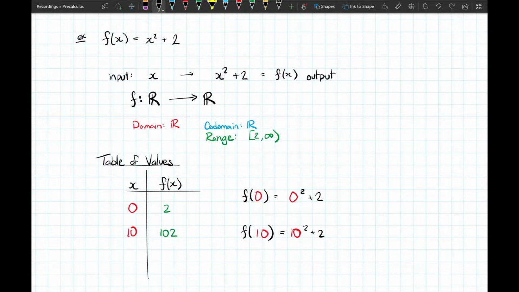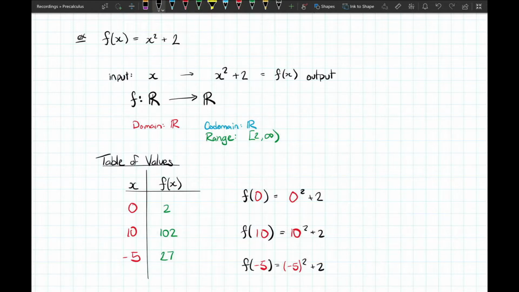Maybe we should try one negative value. Now, with a negative value, such as -5, it's important to include parentheses so that the negative is squared and then becomes a positive value and add to 2. Now, of course, we can't do this for every real number because there's infinitely many of them, but you can then construct at least enough information here to hopefully get an idea about domain, codomain, and range.